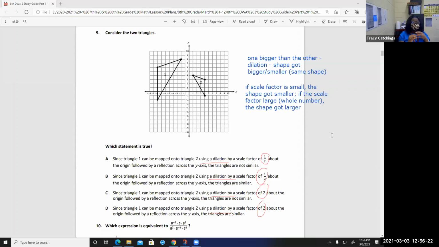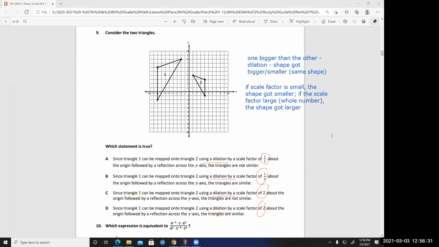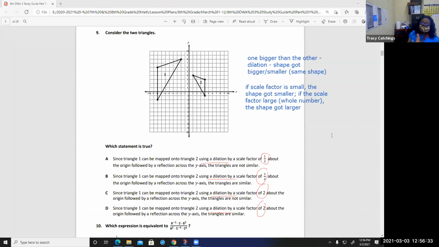So they numbered these triangles. From 1 to 2, what happened? One got smaller. It got smaller. So what can I eliminate?